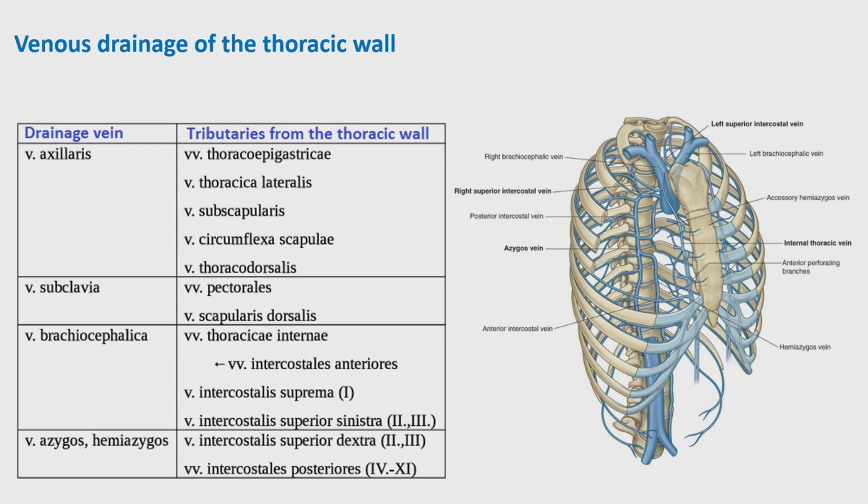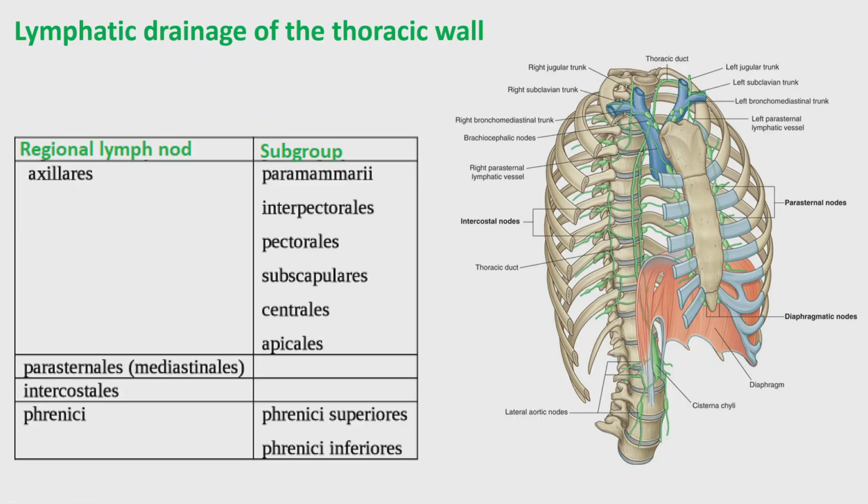The venous drainage also more or less follows the arteries, but in some cases there are differences. So axillary vein, subclavian vein, brachiocephalic vein, and azygos and hemiazygos is the venous system that we have a lecture specifically, the veins of the thorax, that we are going to discuss the details of all of them. So this is the table for the venous drainage, and regarding the lymphatic drainage of the thoracic wall.